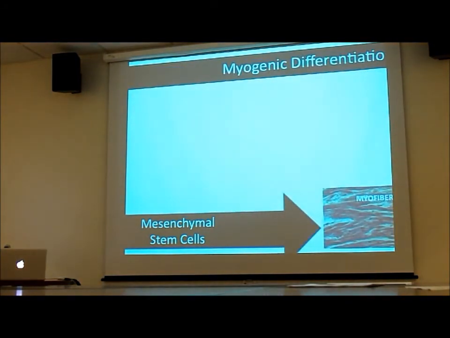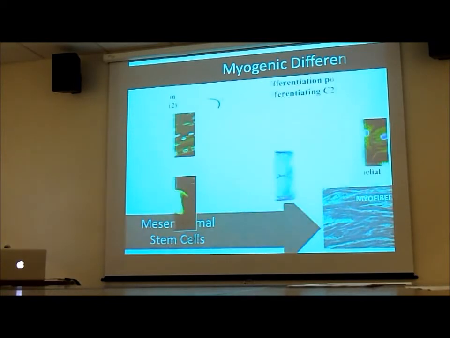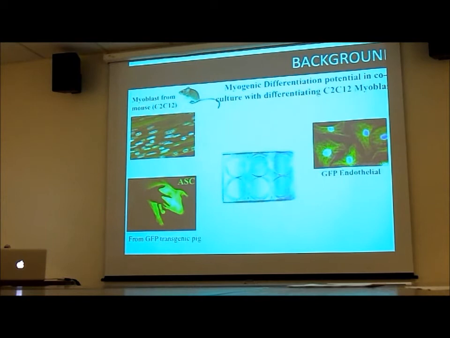My project was, everything's not visible here, but I guess it's alright. My project was to look for the differentiation of mesenchymal stem cells towards myofiber, towards myogenic lineage. This is what my lab previously did. This is the previous work, just as background.